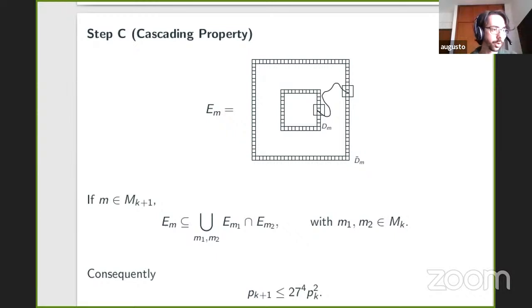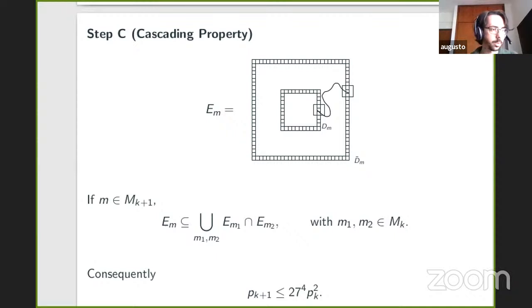And you see that it's very relevant that you got a big constant there. 27 to the 4 is an exaggerated constant of how many ways you have to pick these two small boxes. So you have an entropic factor, which is a constant, times the previous thing squared.